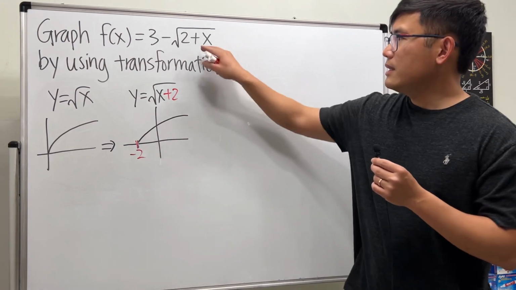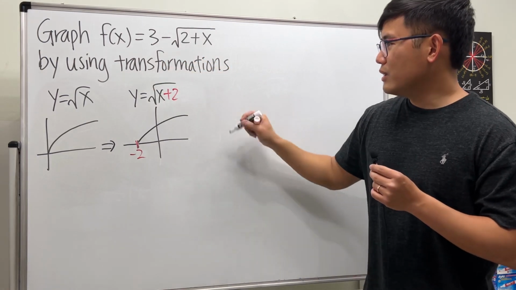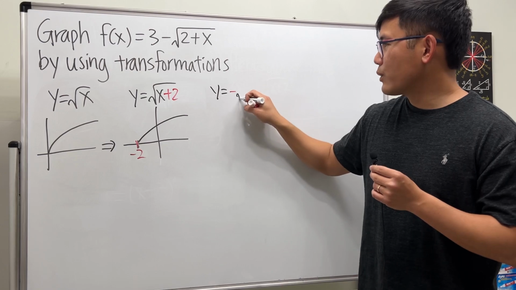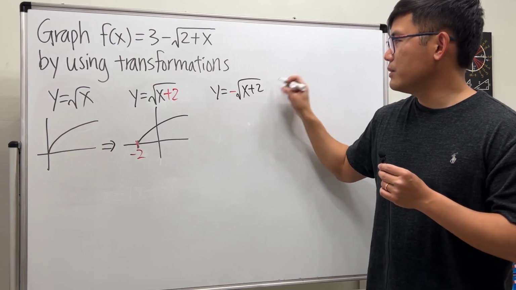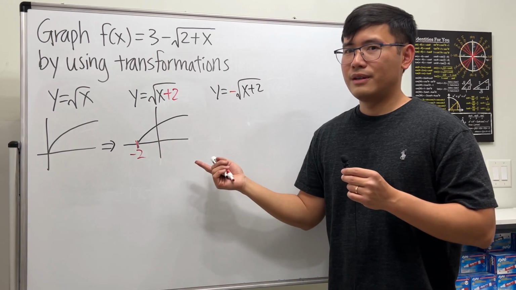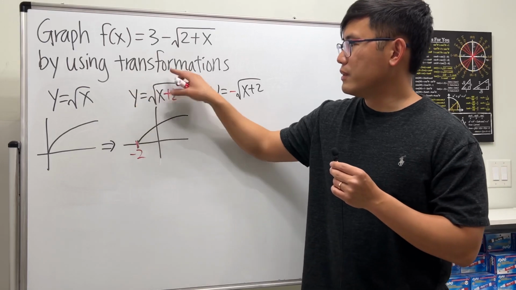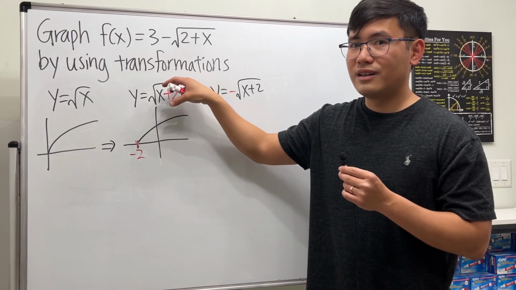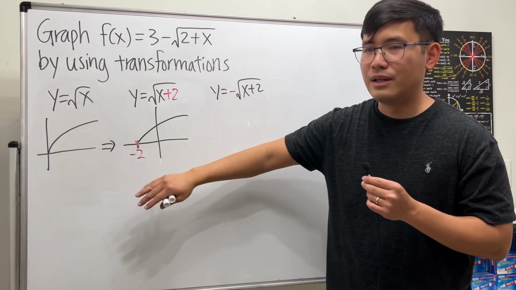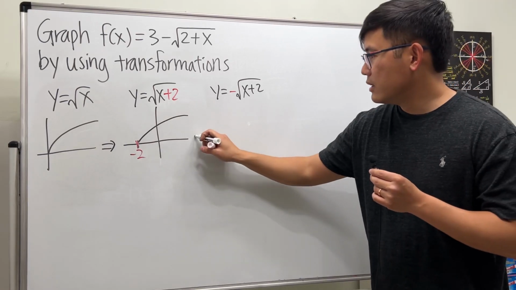Okay, then we see that next we are going to get this negative. So if you just look at this part, y is equal to negative square root of x plus 2. What does this negative do to the previous graph? Well, it's a negative square root, right? It's the negation of the entire equation right here. That means we flip this graph upside down. We flip this graph about the x-axis.